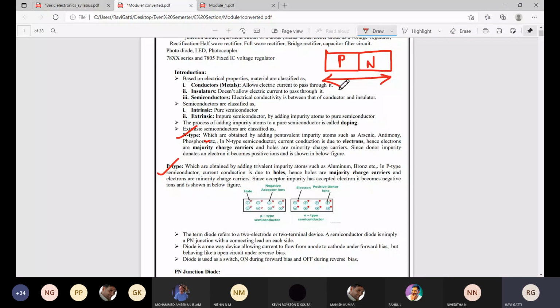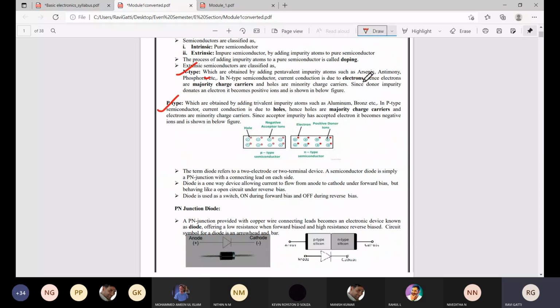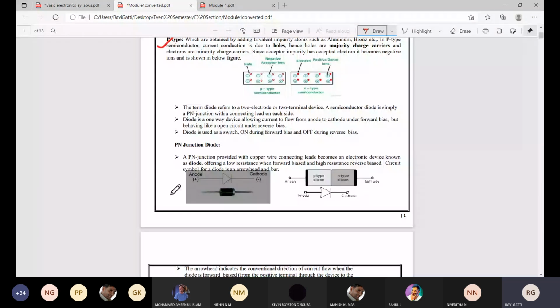Since we are sandwiching the p and n assembly, we call it a pn junction diode. You can see here the pn junction diode. Now you can see the p-type silicon, for which we have created one terminal, and for the n-type silicon we have created one more terminal. For these terminals we are going to give the excitation, or feed the input.